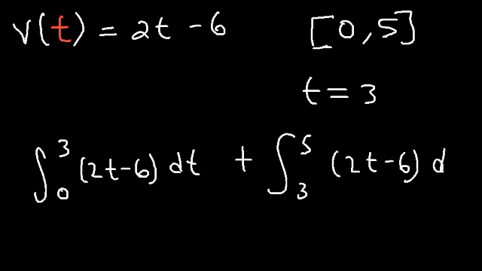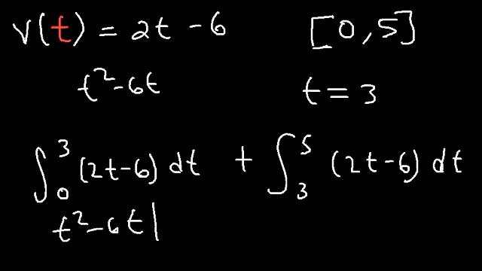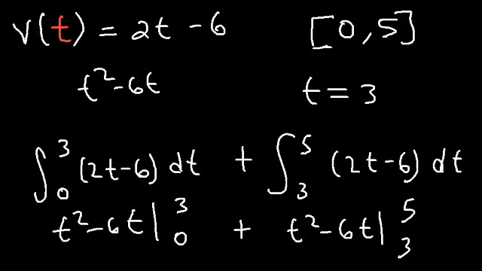Now keep in mind, distance is always positive. So if we get a negative answer, we're going to make it positive. So we know this is going to be t squared minus 6t. So we have to evaluate it from 0 to 3 and 3 to 5.